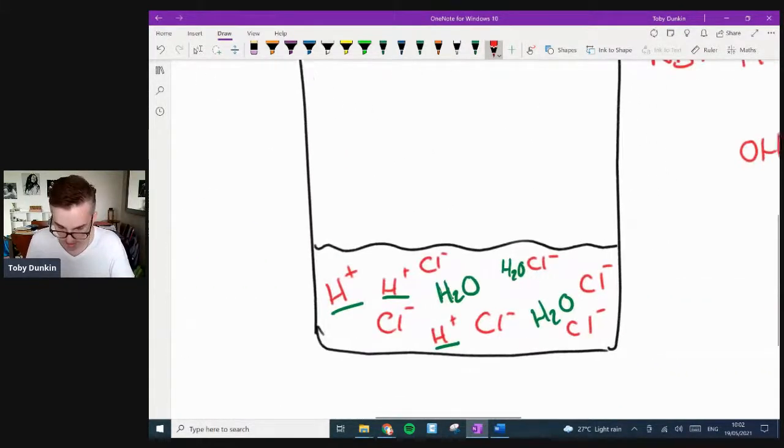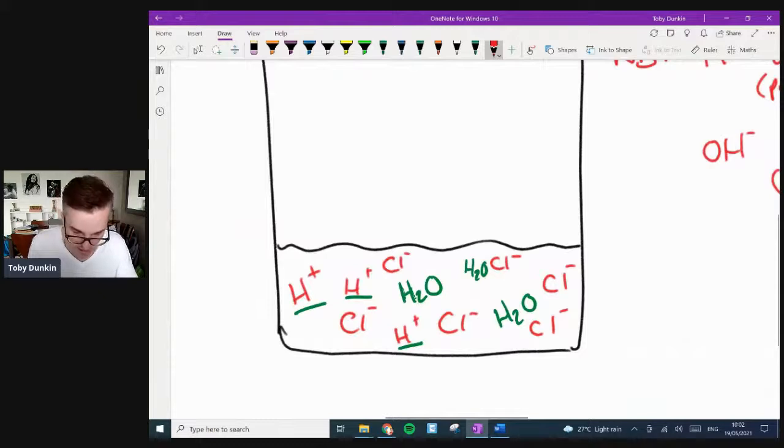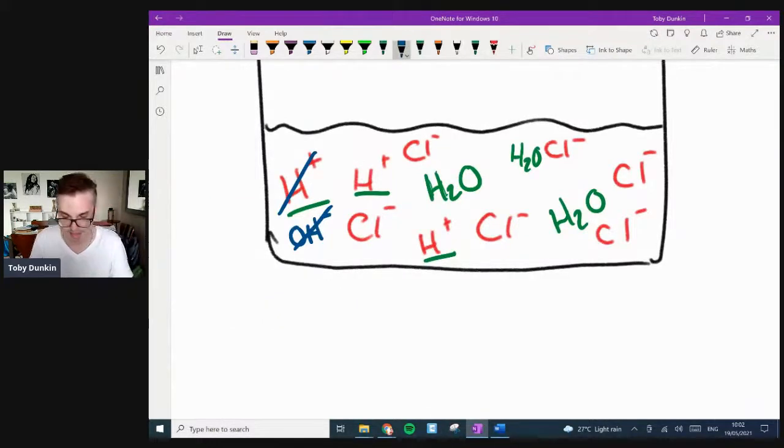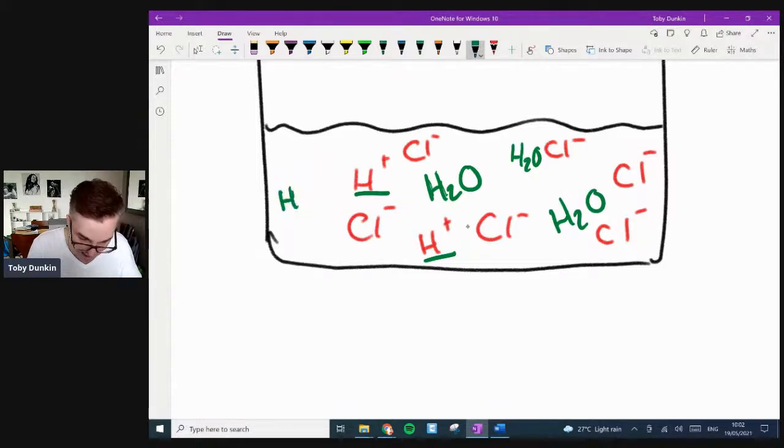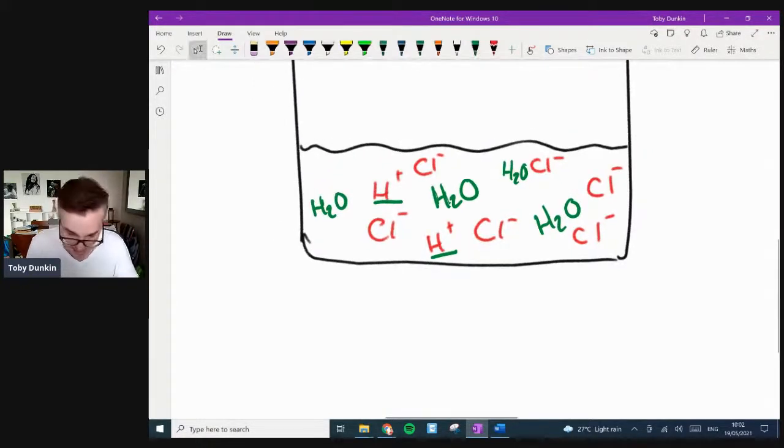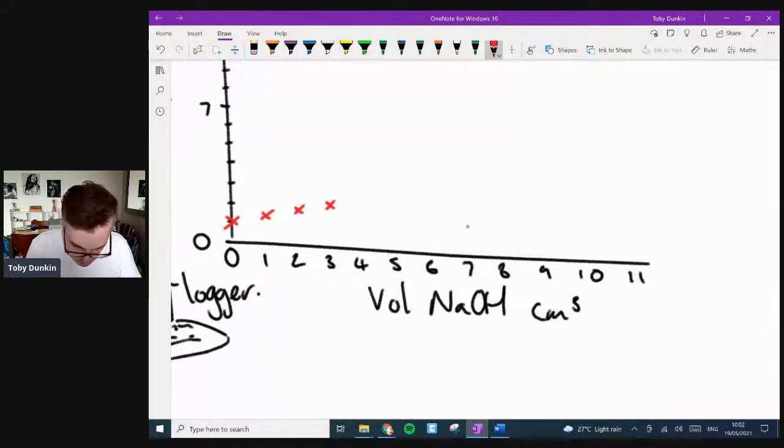We get to another one. Yeah, we're going to add another OH minus. We add another centimeter of sodium hydroxide. This one cancels out this one, and they now become water. And what you realize is there are still H pluses left in the beaker. There is still acid left in the beaker. And so the pH does increase, but not by much.